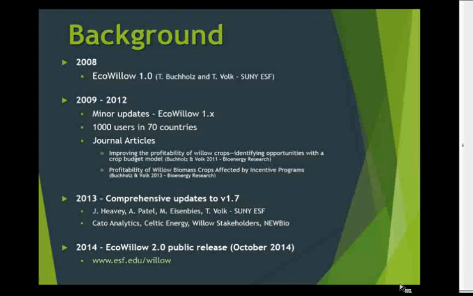So a little bit of history on EcoWillow. This was first released in 2008 as EcoWillow 1.0. It was created and released by Thomas Buchholz and Tim Volk here at SUNY ESF. From 2009 to 2012, minor updates were made to the model and released as various versions of 1.0. Again, over that time, it was pretty widely used, not just in the Northeast or North America, but all around the world. Over that time, there were also a few journal articles published on this tool and the different aspects of it, and incentive programs and the effect on prices and things like that, in the Journal of Bioenergy Research. So that's kind of the previous history.